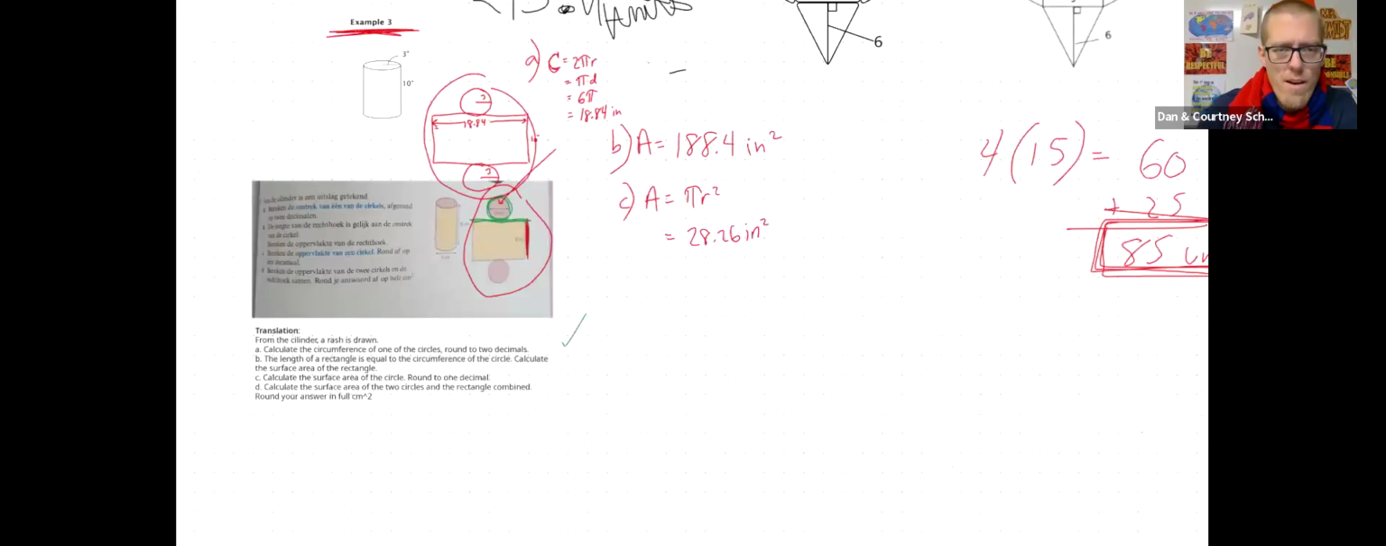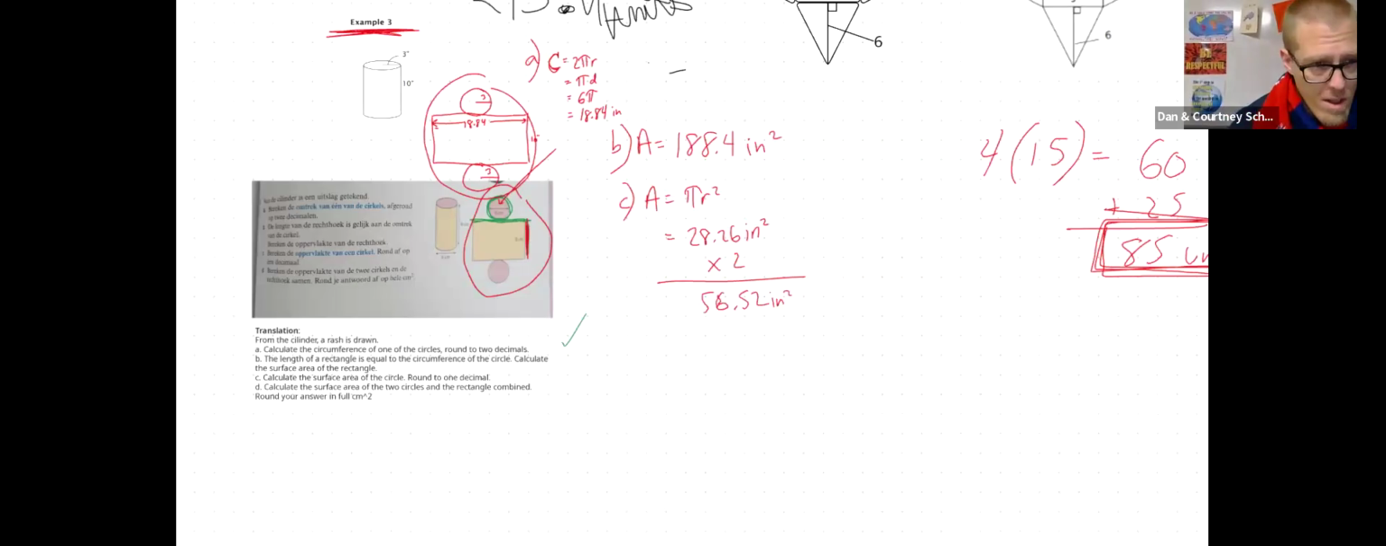How many circles do I have? There's two. So I'm going to multiply this by 2. And Maimona has that on the calculator, I'm sure. So she's ready with her answer. 56.52 square inches. Thank you, Maimona.